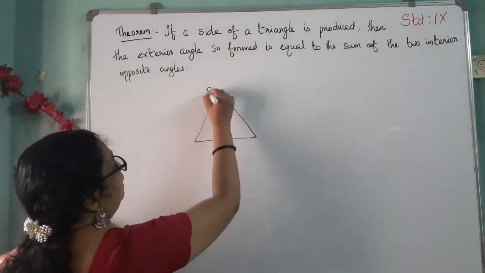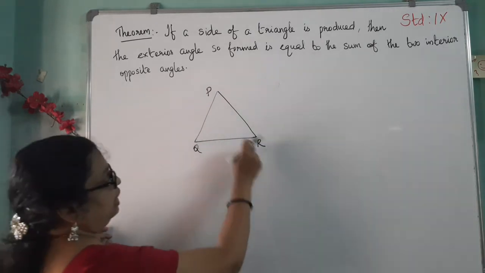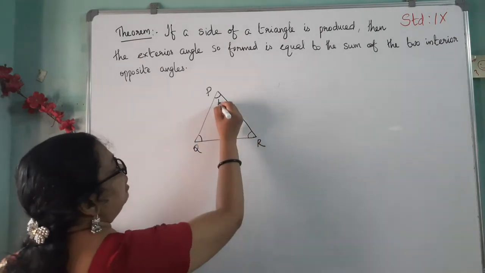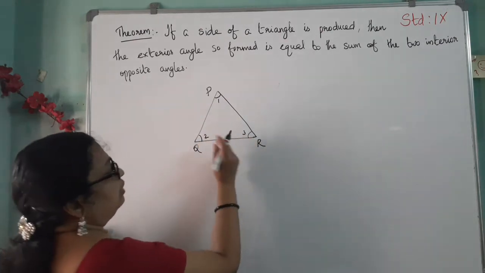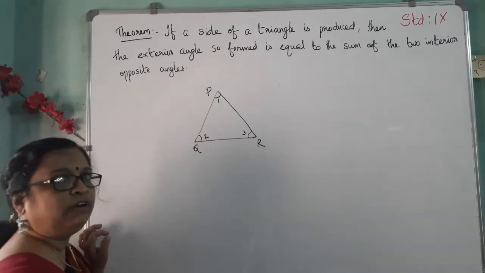Then let it be P, Q and R. That is a triangle PQR, the angles are P, then Q, then R. Let it be 1, 2, 3. Then by angle sum property we know that angle 1 plus angle 2 plus angle 3 equal to 180 degree.